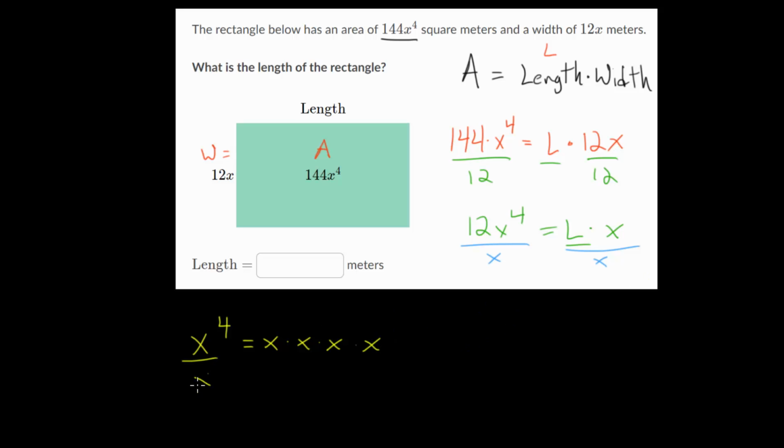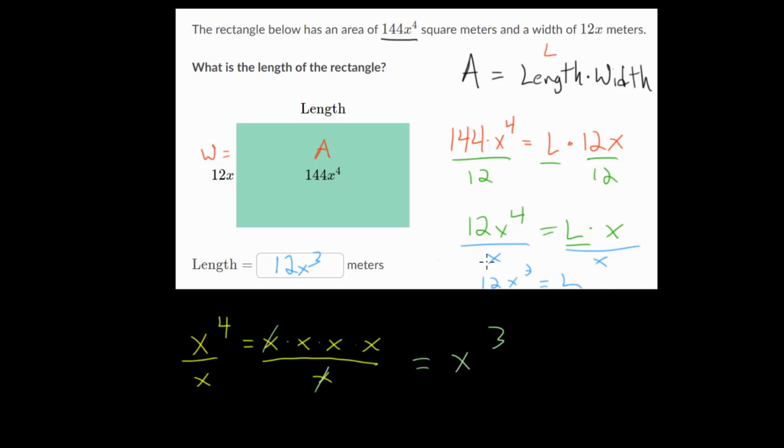Since if we wrote this out, x to the fourth is really just x multiplied 4 different times. And we're dividing that by x. So x divided by x we know is just 1. Like I said, one of those will cancel out, and we just get x to the third power since we have 3 x's multiplied together. And on the right-hand side, we have x divided by x. Those are going to cancel each other. And so we get 12x to the third is equal to L. So that should be our answer, but let's just double check.